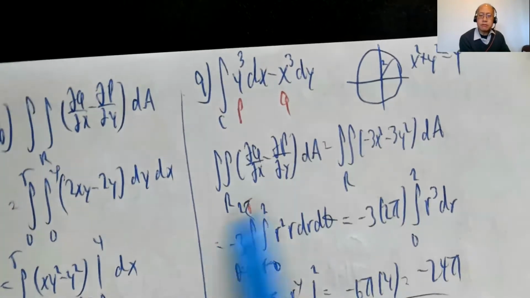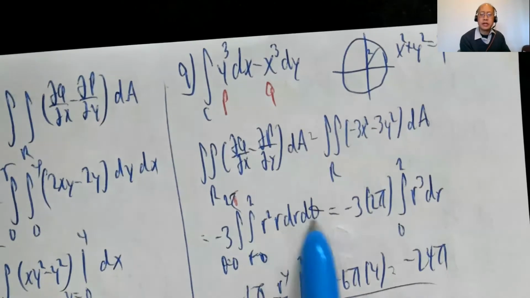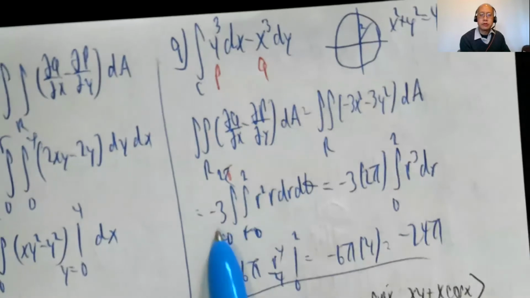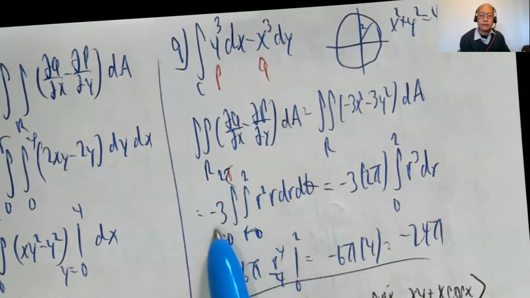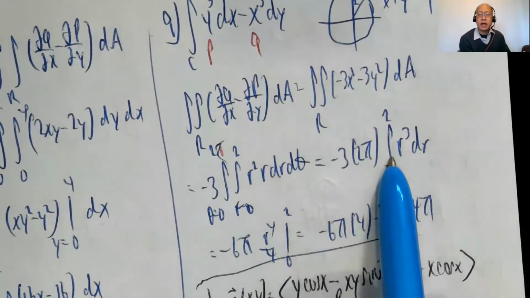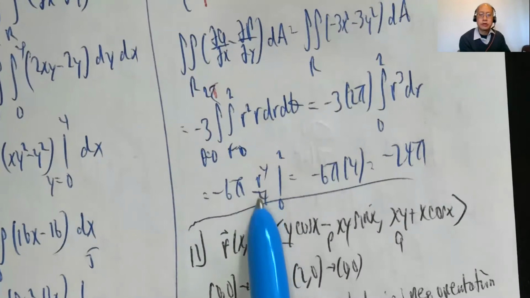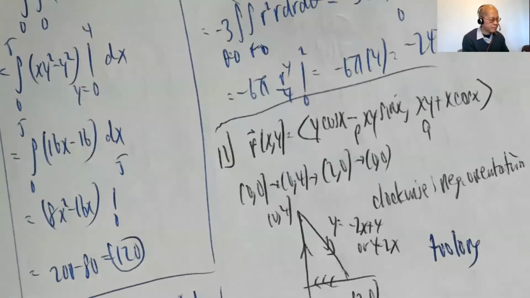Factor out the negative 3. I have x squared plus y squared, which is r squared, times r dr d theta. Remember, one form of dA is r dr d theta. R goes from 0 to 2. Theta goes from 0 to 2 pi. This thing does not involve theta, so take out the length of the interval, negative 3 times 2 pi. And I'm integrating r cubed, so negative 6 pi r to the 4th over 4. Plug in 0, you get 0. Plug in 2, you get 4, negative 24 pi.